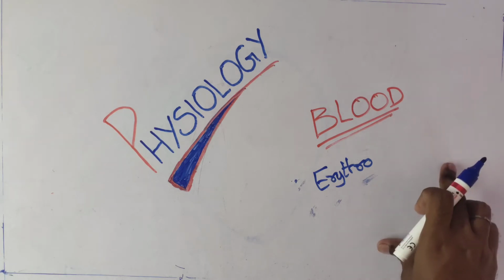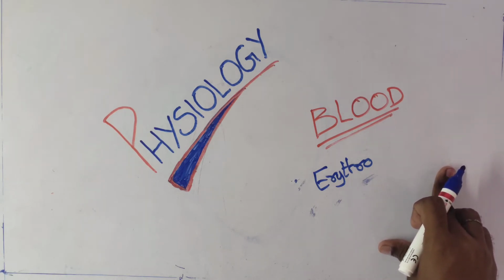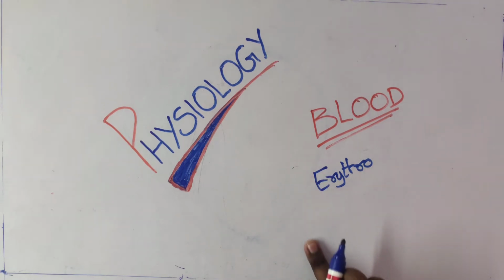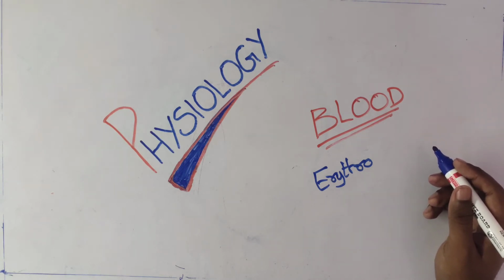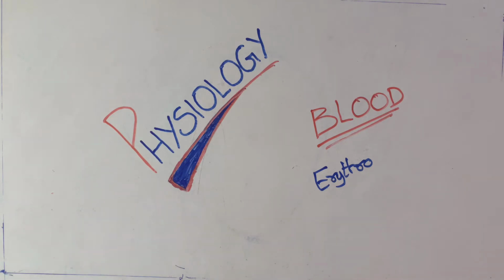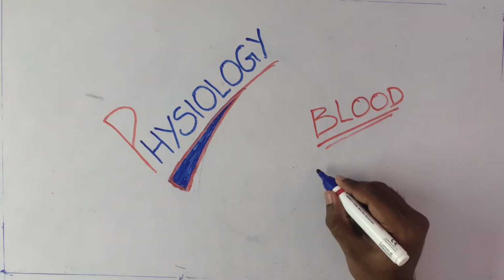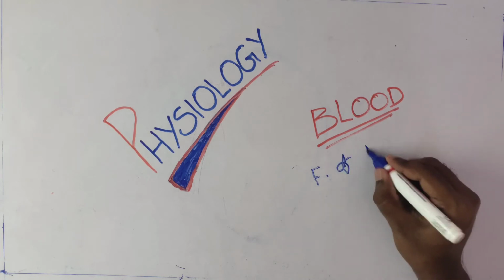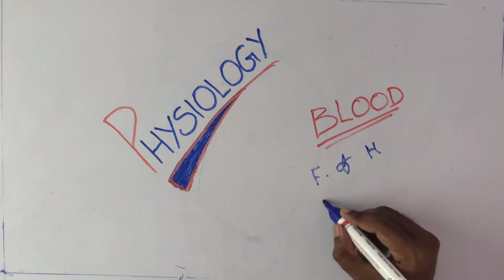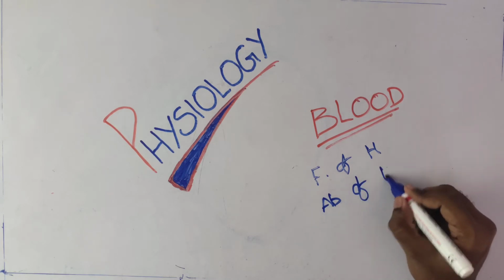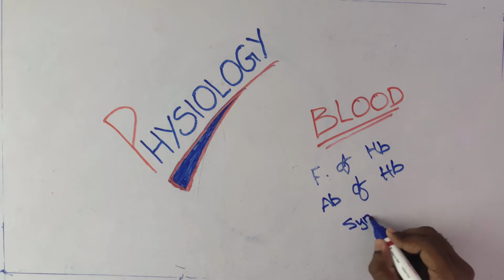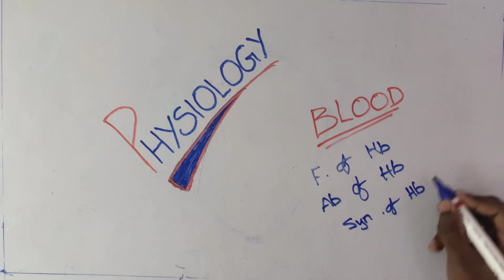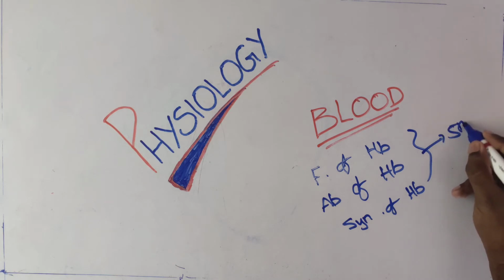This erythropoiesis chapter is important either for 5 marks or 15 marks. For 15 marks they will ask for the entire concept of erythropoiesis, and for 5 marks they will ask for factors, site, or process of erythropoiesis. Next concept is functions of hemoglobin, abnormalities of hemoglobin, and synthesis of hemoglobin. These three concepts are important for 5 marks questions.